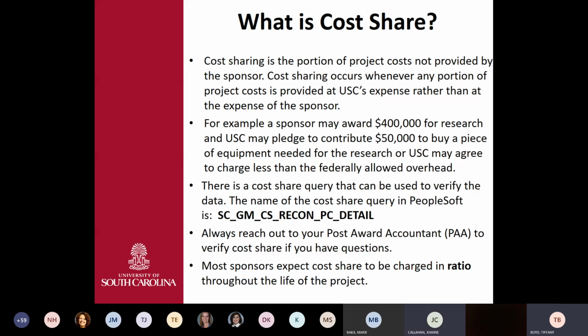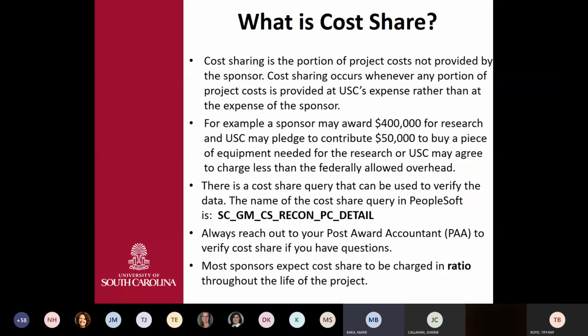Again, we've had several instances where we weren't able to collect from a sponsor for months because cost share wasn't recorded in ratio. And Tiffany, all cost share combo codes can be identified easily because they begin with a C, correct? Yes, as it relates to payroll, they all start with a C. Those combo codes start with the letter C. Absolutely.